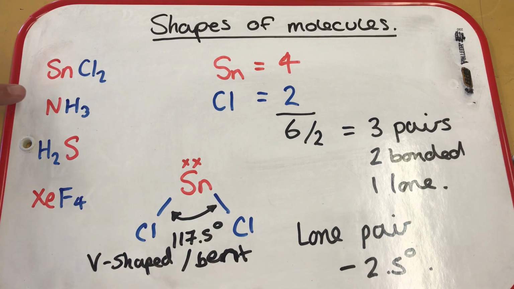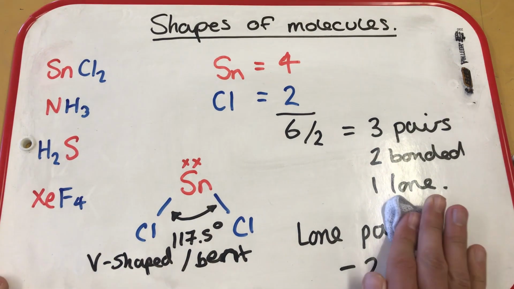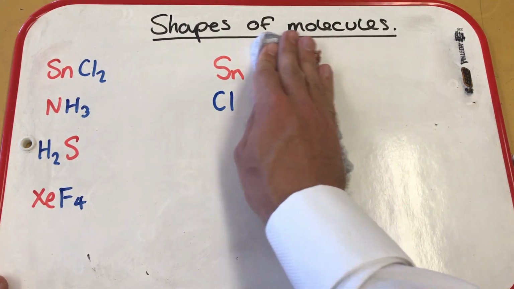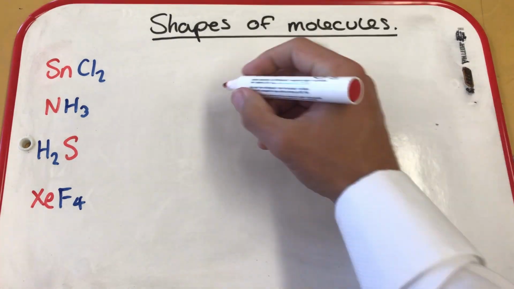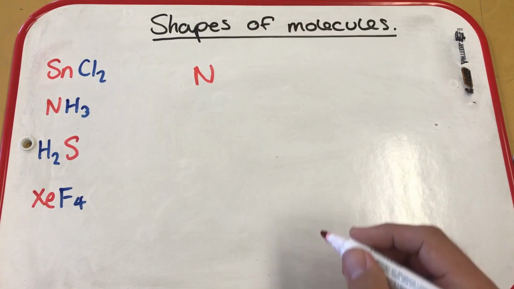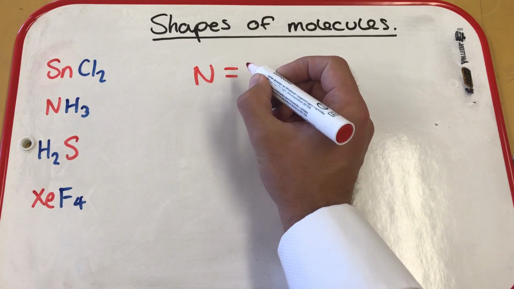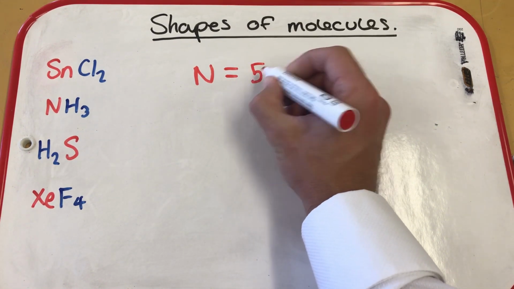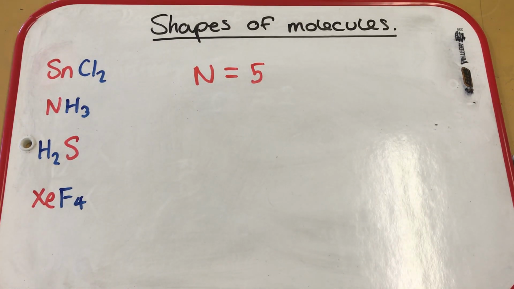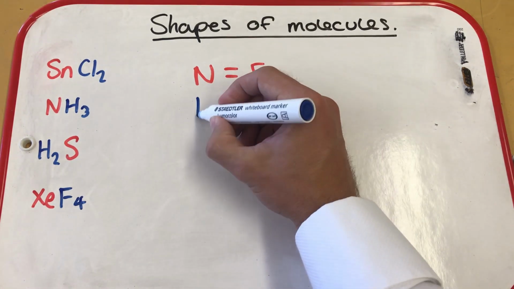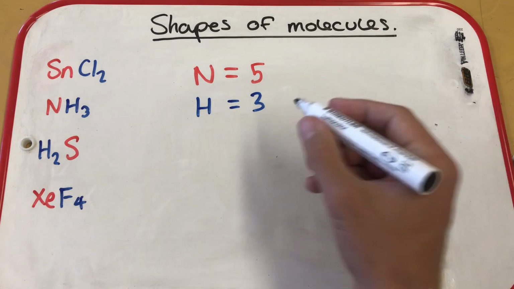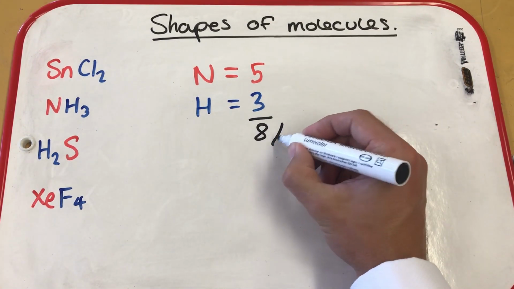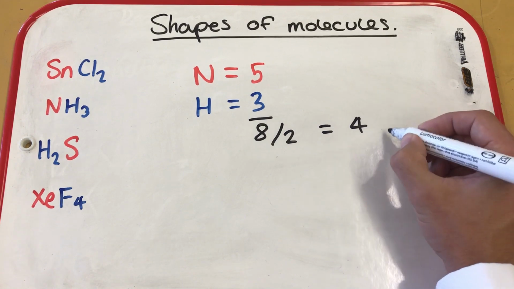What we'll do now is we'll have a look at another example. We'll have a look at ammonia as well. So we're going to follow the same pattern to work this out. So here we have nitrogen as our central atom. Nitrogen is in group 5 of the periodic table, so brings 5 electrons available for bonding. We have 3 hydrogens attached. So we have 8 electrons in total, which gives us 4 pairs.